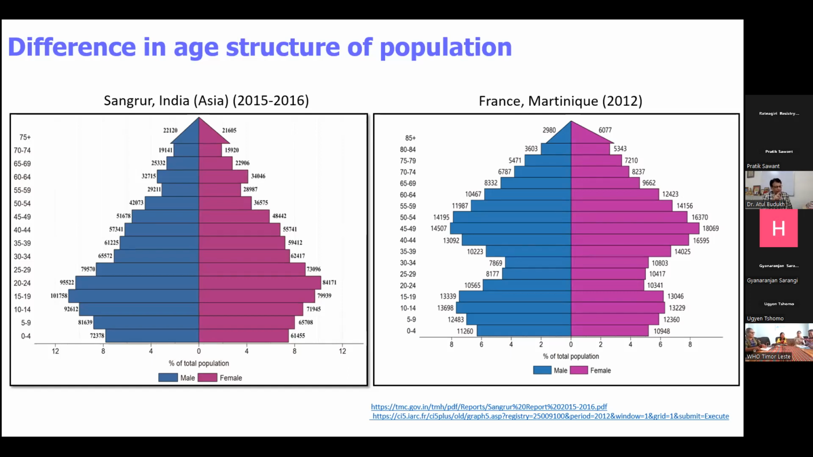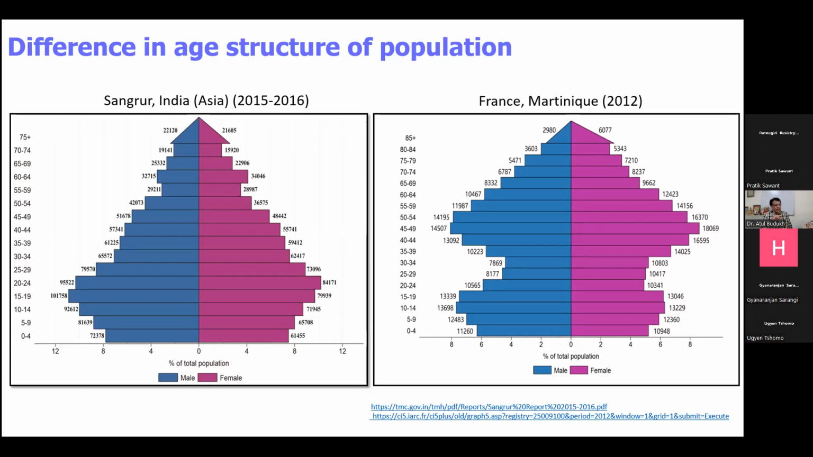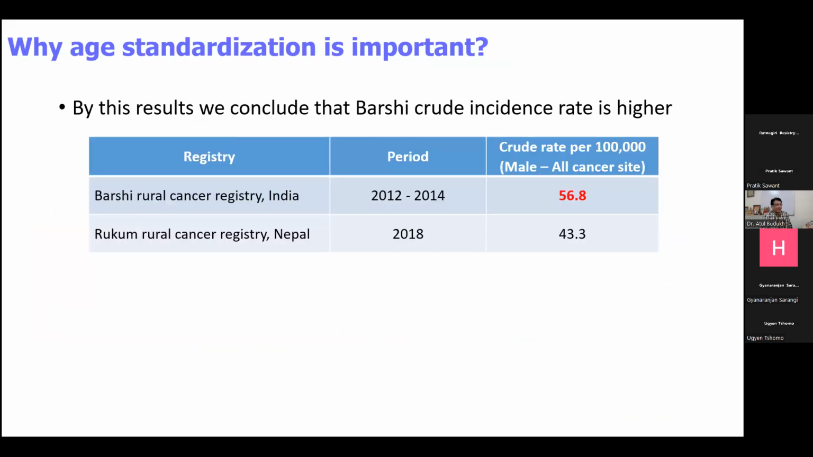So, what is the difference between the two populations? Young population is more in low and middle income countries. But when you see Western countries like European countries or America, the older population is more. So you cannot compare the crude rate because there is a difference in the age structure. So what is age adjusted rate? You dilute the age difference by applying the age standard population to both the places. I will show you an example.